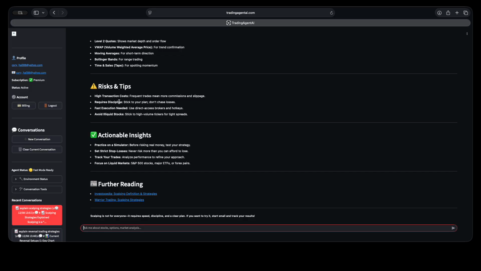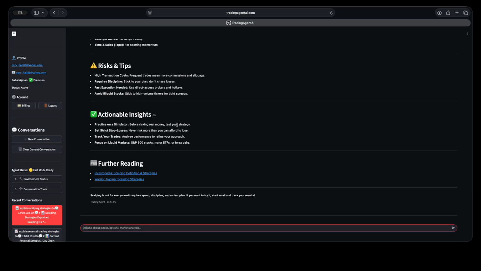Discipline. Stick to your plan and don't chase losses. Fast execution needed. Use direct access brokers and hotkeys. Avoid illiquid stocks. Stick to high volume tickers with tight spreads. Actionable insights. Practice on a simulator before risking real money and test your strategy.